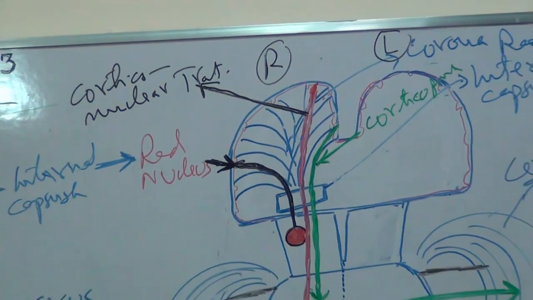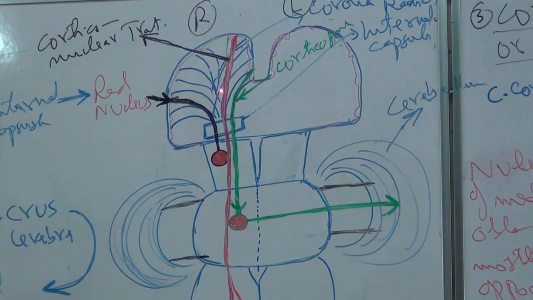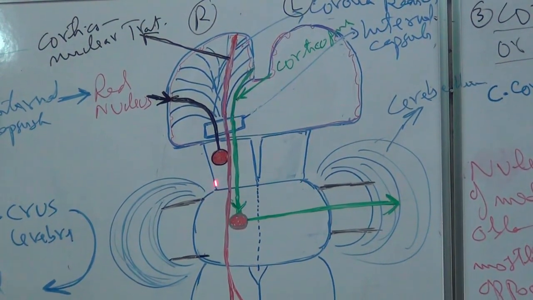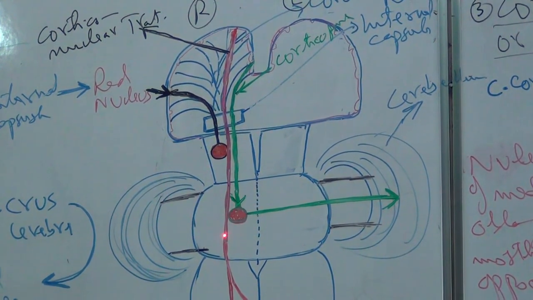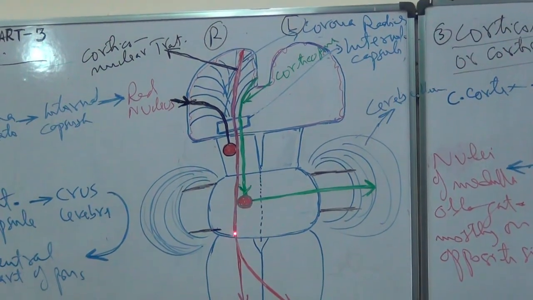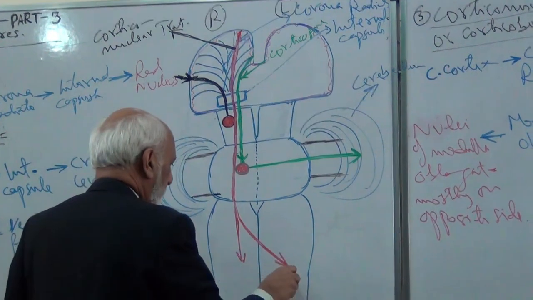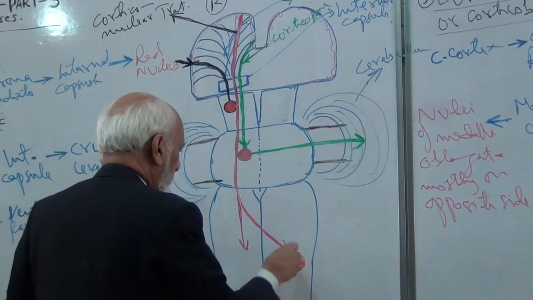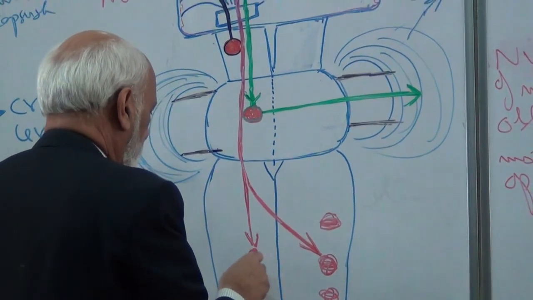So corticobulbar or corticonuclear tracts arise from the cerebral cortex, descend through the corona radiata, internal capsule, crus cerebri of the midbrain, continue to descend through the ventral or basilar part of the pons, enter the medulla oblongata, where they relay in the nuclei in the medulla oblongata, mostly on the opposite side.